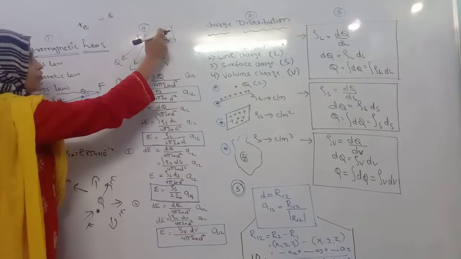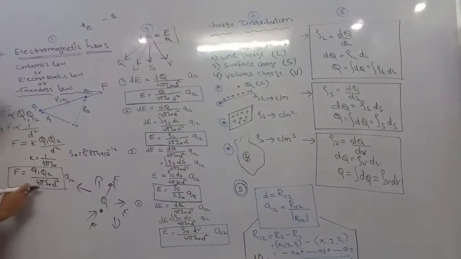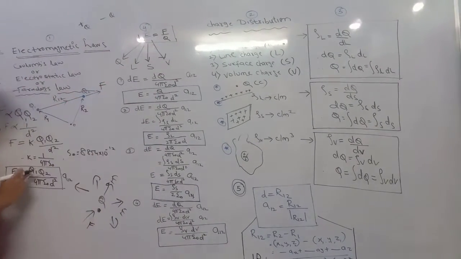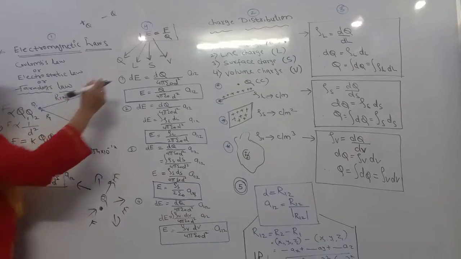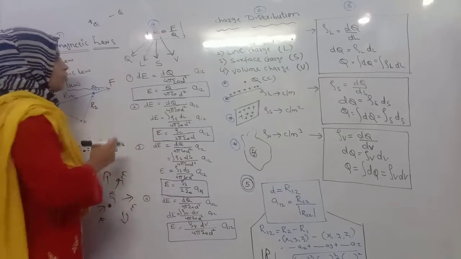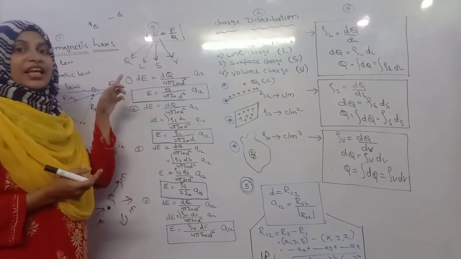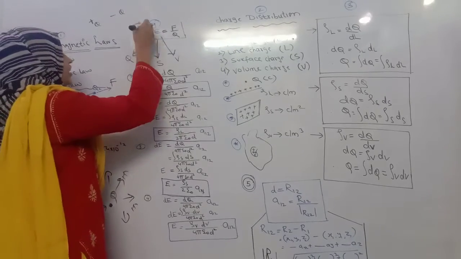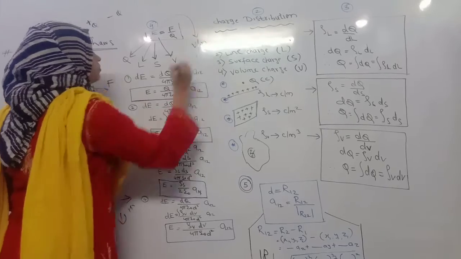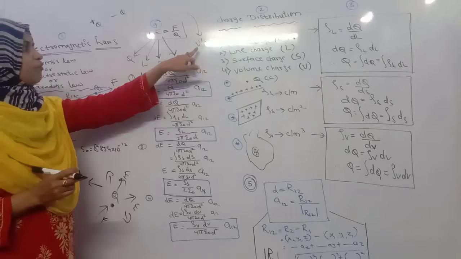So E is nothing but the force divided by the charge. What is my force? Q1 Q2 divided by 4 pi epsilon 0 d square. One charge will cancel out, since one is in the denominator and two are in the numerator. You will get Q divided by 4 pi epsilon 0 d square. Now come to the point of calculating the differential electric field intensity. Electric field intensity is denoted by E and measured in volt per meter.